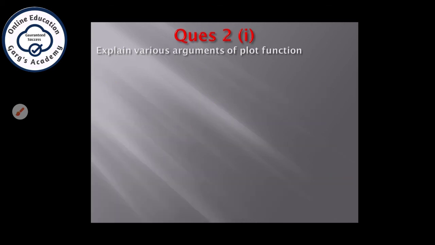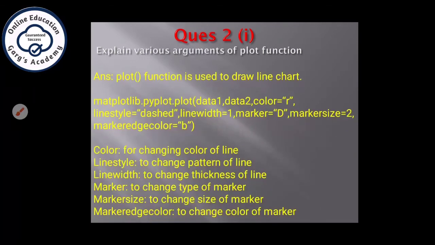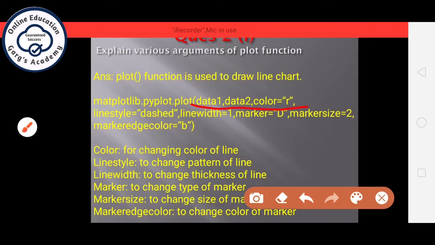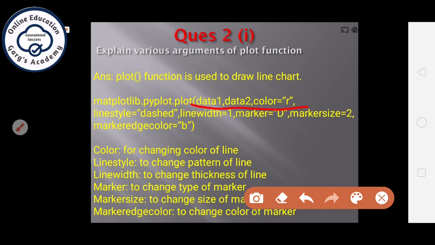Next question, explain various arguments of plot function. Plot function is used to draw line chart, and the various elements are these. Here data 1 is the first data series which will be plotted on x-axis. Data 2 is the second data series which will be plotted on y-axis. Color is used to change the color of line. Line style is used to change the pattern of line.